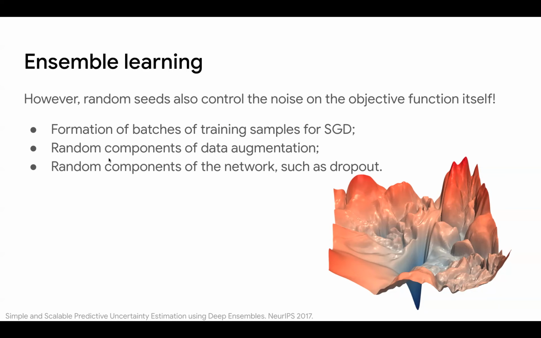Okay. And also, if you do data augmentation, most likely you're going to do that, right? So data augmentation has a lot of random components as well. And also, if you're using dropout or drop connect, stochastic depth, these kinds of regularization techniques, then you're also going to use some randomness. So yeah, by choosing a random seed, you're actually changing a lot of things.